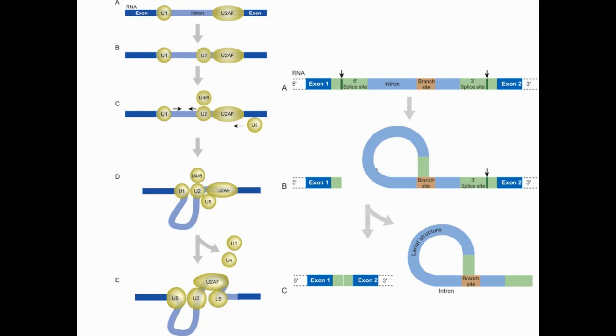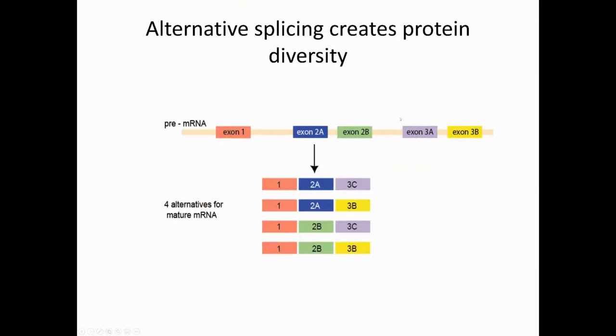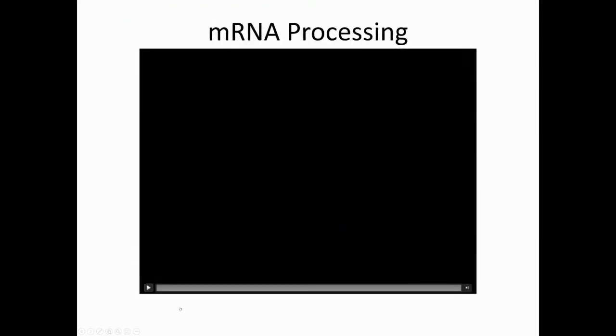In organelles like the mitochondria, chloroplast, or lower eukaryotic cells, they use a self-splicing mechanism, which is different from this, but only very few use that mechanism. The majority use the spliceosome to perform the splicing. So that's how they become mature messenger RNA. Alternative splicing can create protein diversity. As you can see, they can connect different parts of exons and give you different proteins. Now let's watch the video for messenger RNA processing.